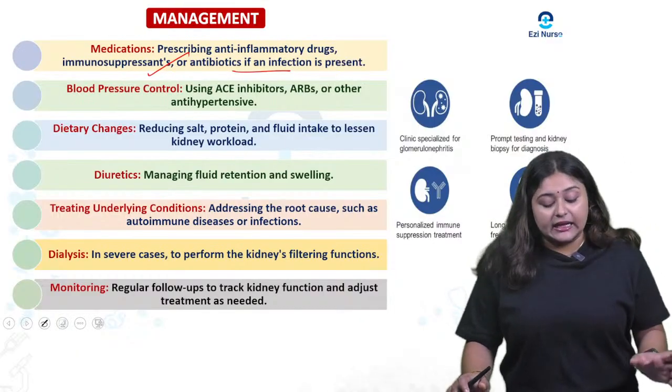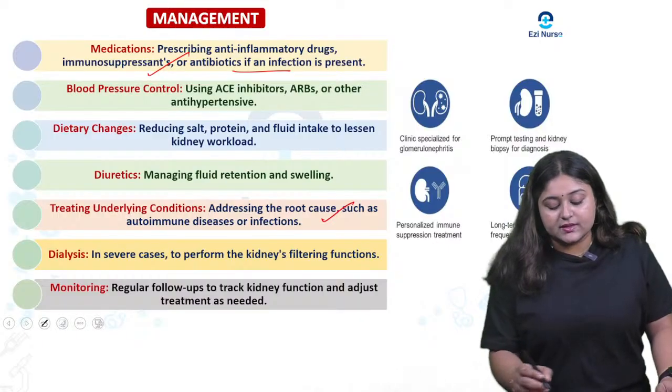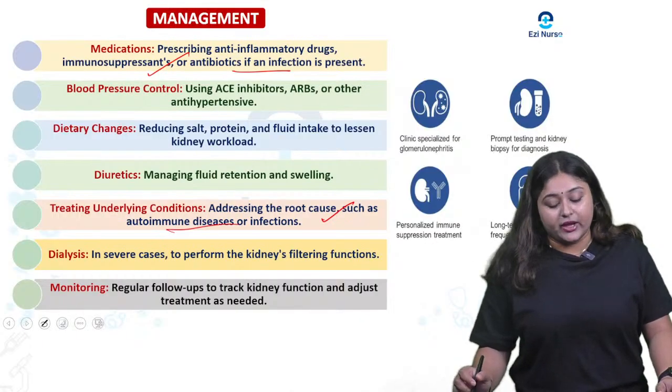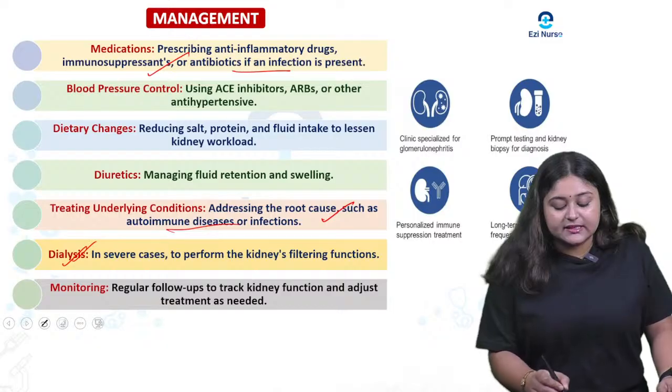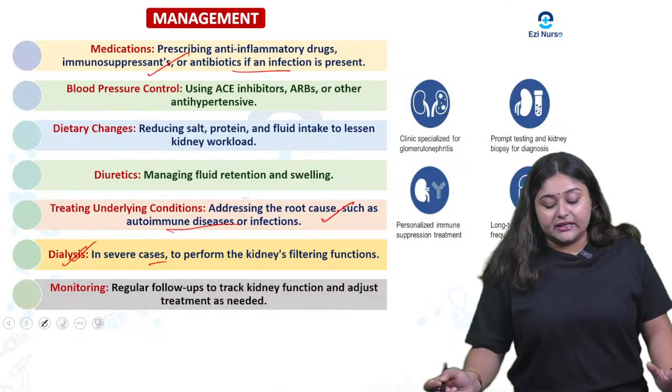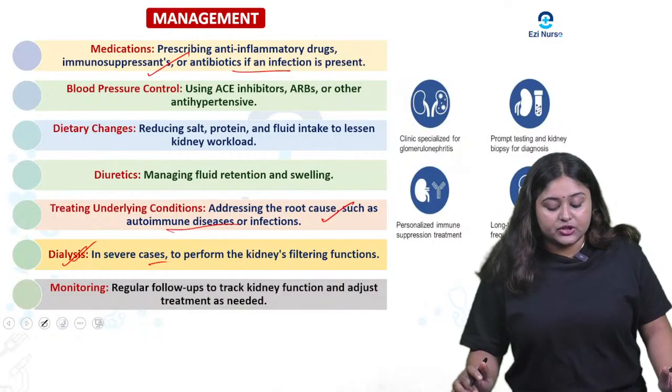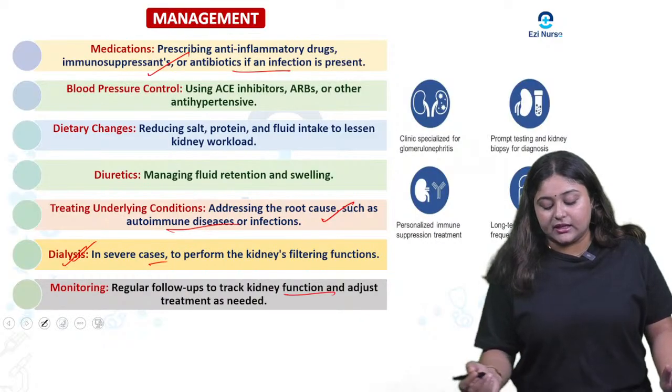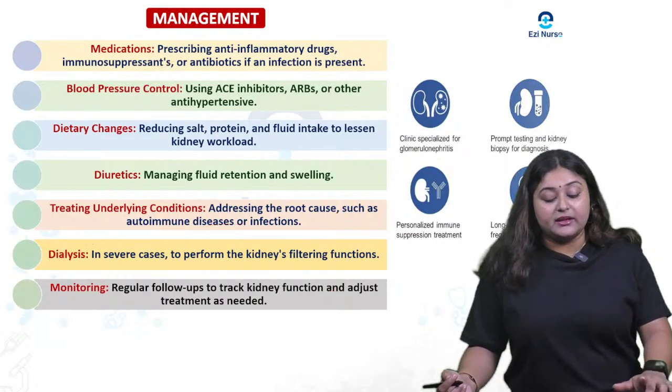Then treating the underlying conditions, like addressing the root cause such as autoimmune disease or infection. Next is dialysis in severe cases for performing the kidneys' filtering functions, and then monitoring with regular follow-up to track the kidney function and adjust the treatment as needed.